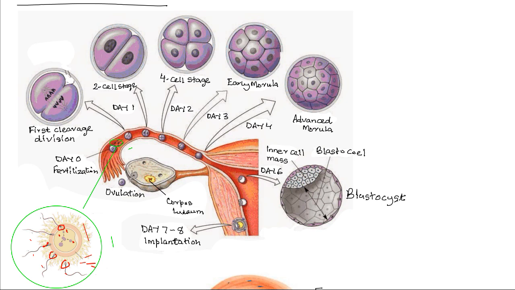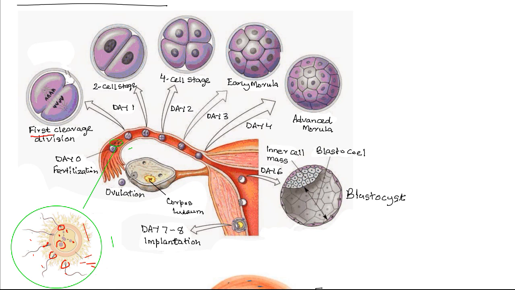Once the head of the sperm has penetrated, the nucleus is released and the sperm's nucleus fuses with that of the ovum to form the first zygote. And development starts immediately after this fusion. The zygote undergoes repeated mitotic division in a process known as cleavage.